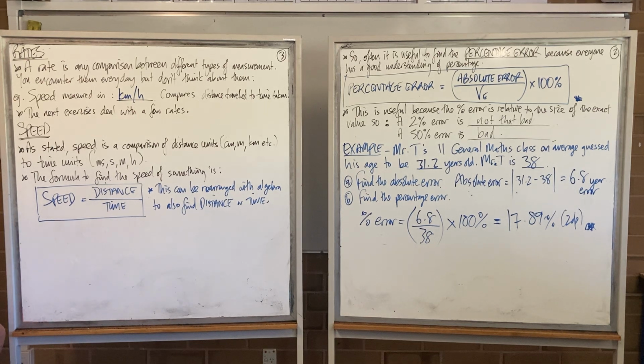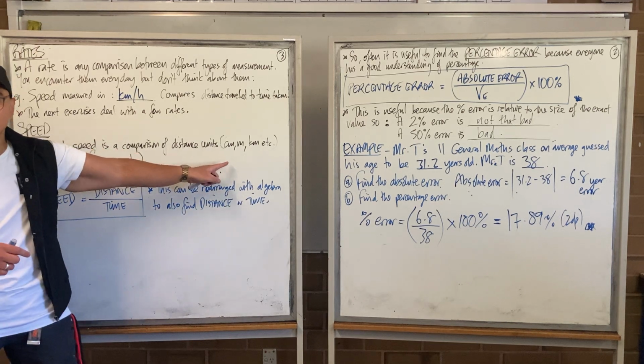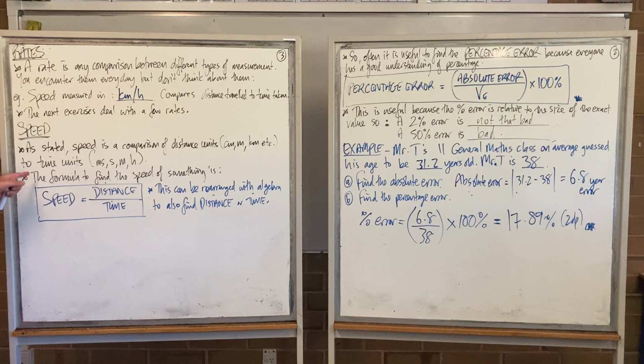The next exercises deal with a few rates, but I'm only pushing one here. The reason why I feel like I can push it is you're year 11, you just did year 10, and you should have done this in physics. I'm going to reteach it, but in my way, because I think my way is the best, okay? As stated, speed compares distance units, so it can be centimeters, meters, kilometers, etc., to time units, milliseconds, seconds, minutes, hours. You can just compare two things.